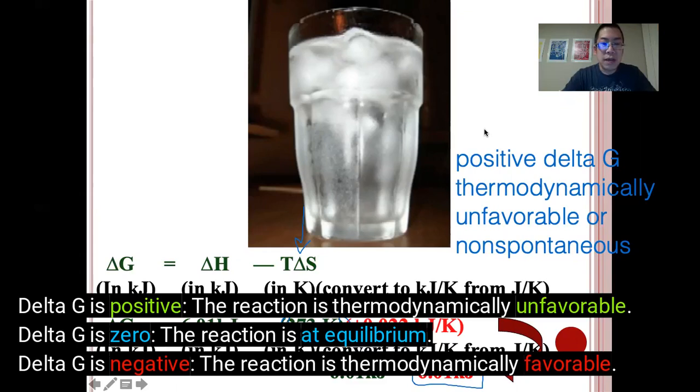So just to recap, if delta G is positive, the reaction is thermodynamically unfavorable or non-spontaneous. It will not occur on its own at that particular temperature. If delta G is equal to 0, the system is at equilibrium, and so it'll stay that way. And then if delta G is negative, the reaction is thermodynamically favorable or spontaneous, which means it will occur on its own at that particular temperature.